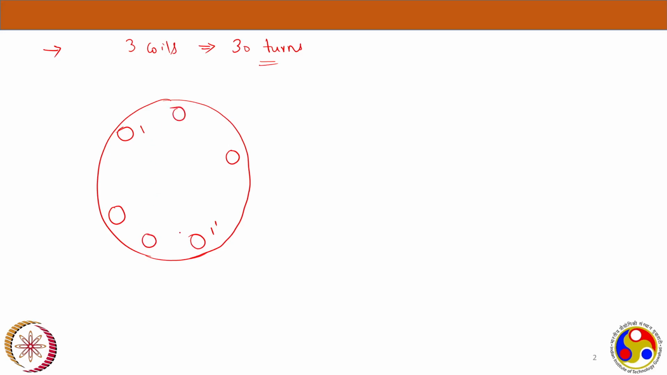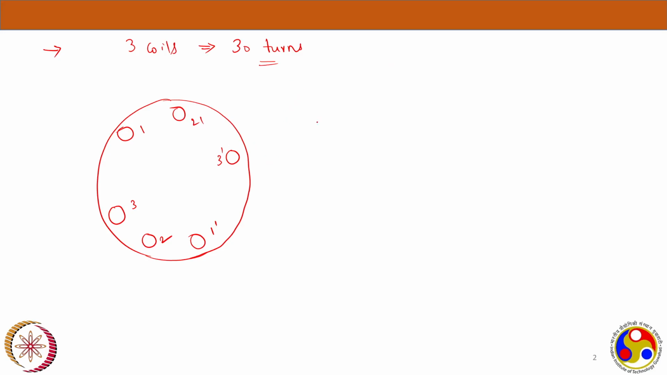Okay, so why I'm showing it like this: one dash, two dash, and three dash. Let's say we have three coils and we are trying to put them like that. Now we are trying to distribute our 30 turns in these three slots. So we have three distributed windings, with the 30 turns distributed in three coils. That's okay.